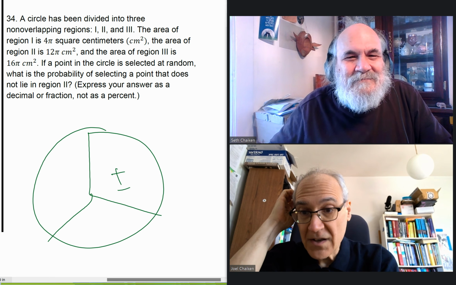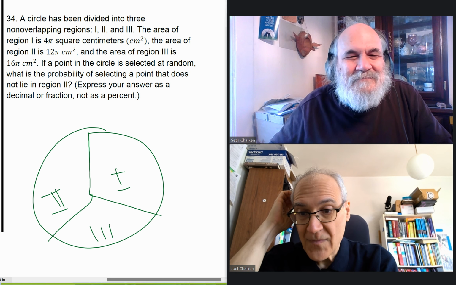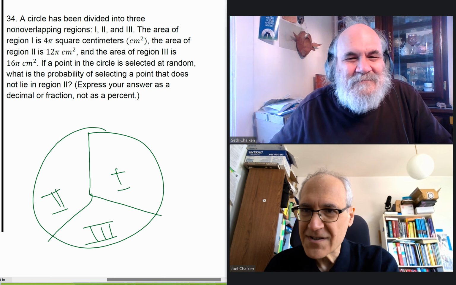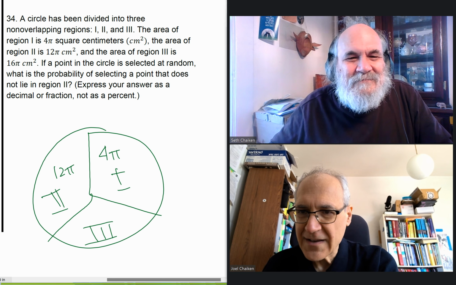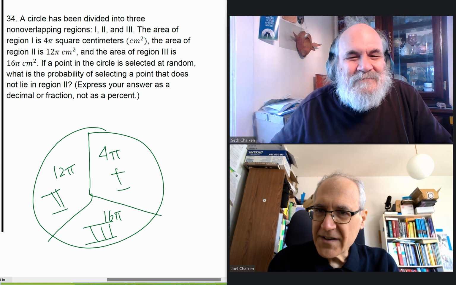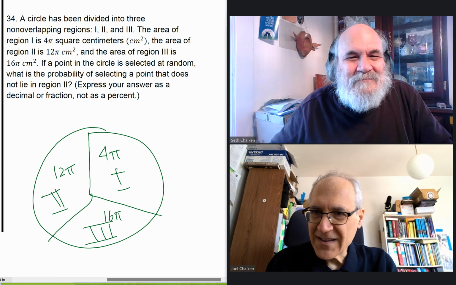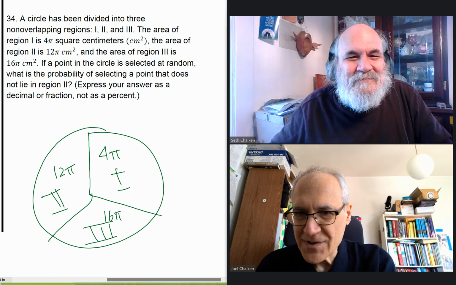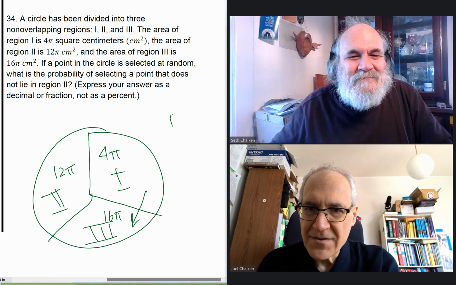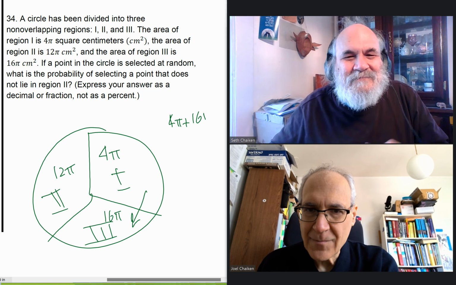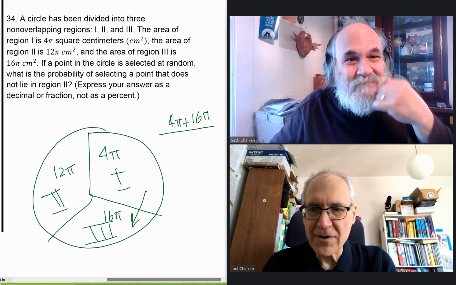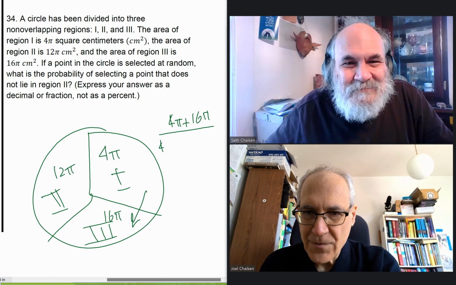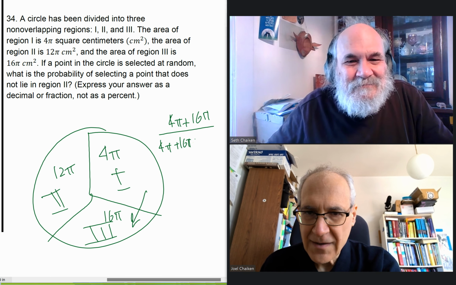So maybe a picture would be helpful. 1, 2, 3. Now hold on, let's do this carefully. This is 4 pi. We'll leave the units off. This is 12 pi. Got to be careful here. And this is 16 pi. What is the probability that it does not lie in region 2, which means 1 and 3? So that's 4 pi plus 16 pi divided by the total. And the total is 4 pi plus 16 pi plus 12 pi.